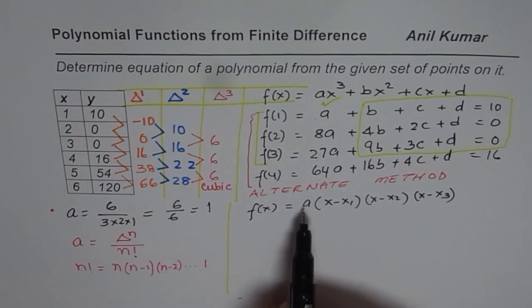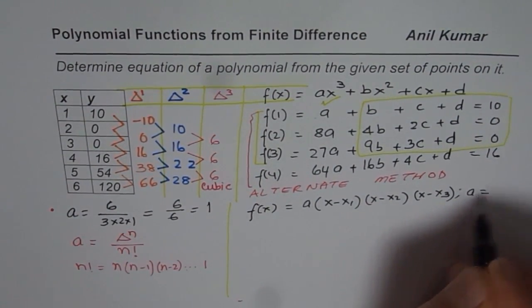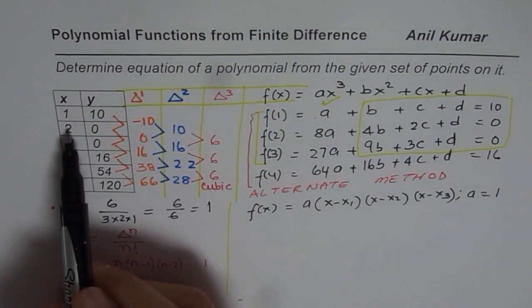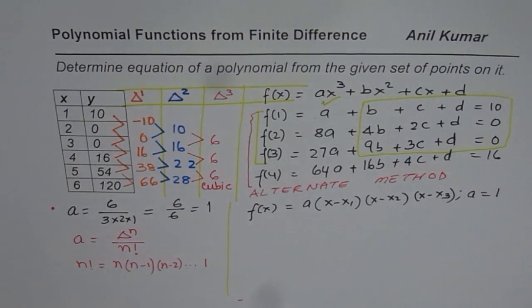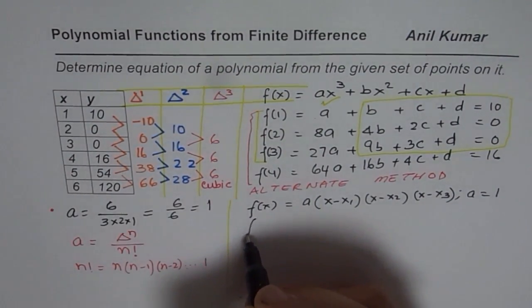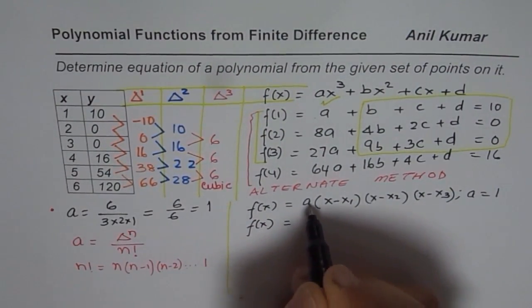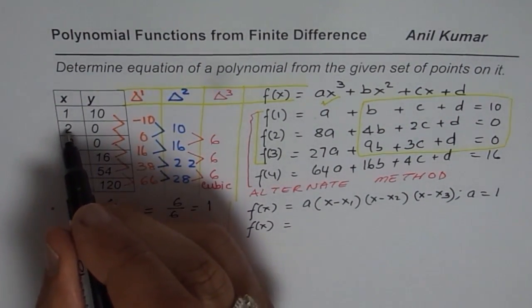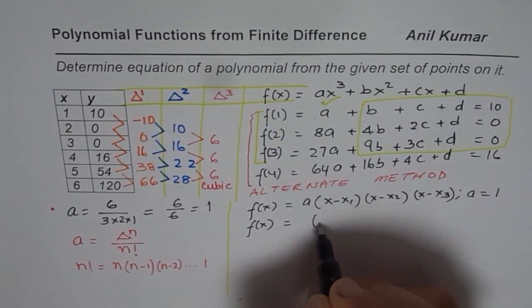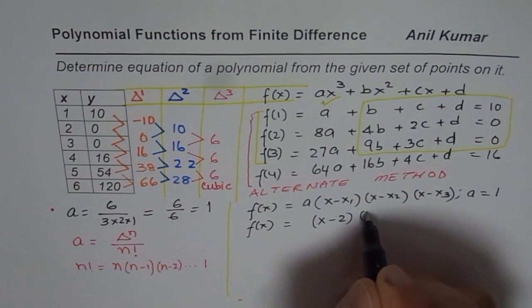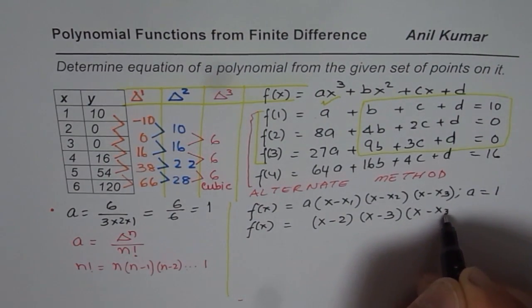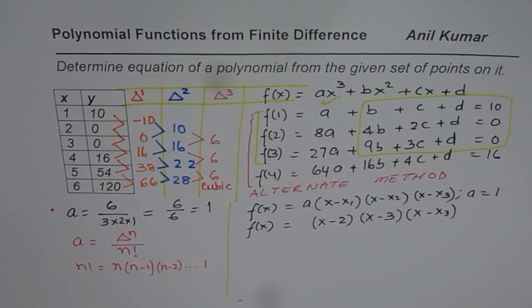Now fortunately for us, we know A is equal to 1, right? And 2 zeros are known to us. 1 zero is at 2, the other one is at 3. Good. So we could write this function as f of x equals 1. I'm not writing 1 here, but I could write the 2 zeros as 2 and 3. Okay, that means I get x minus 2 times x minus 3, and what remains is to find the third zero. If you find this, you're done, right? That is how it is.